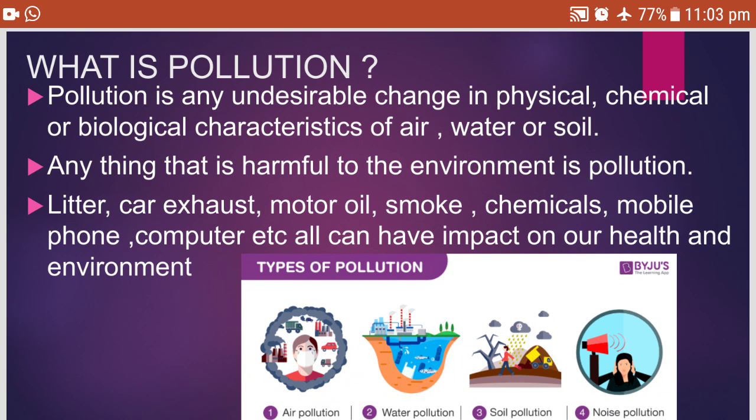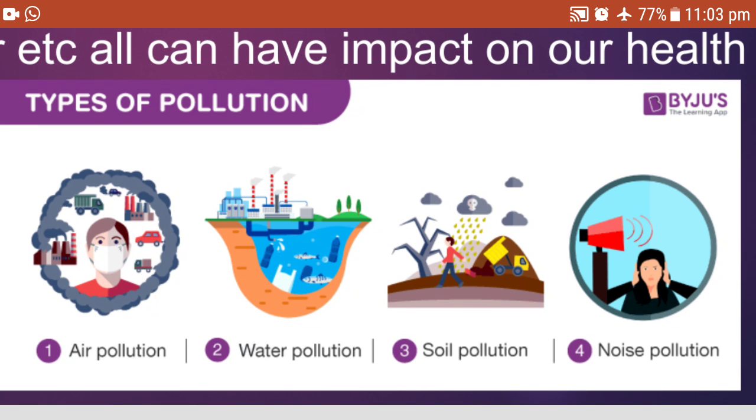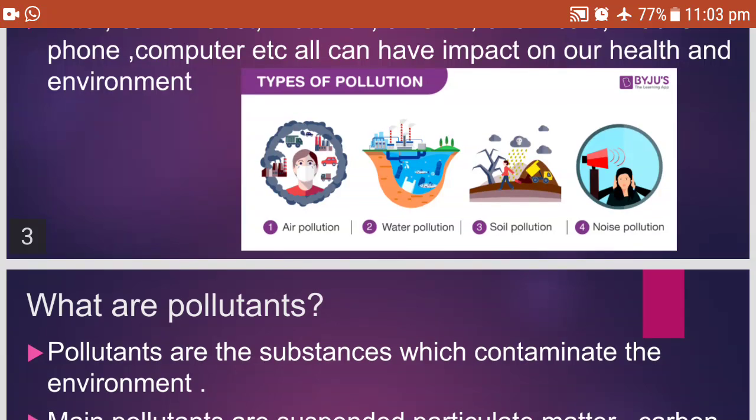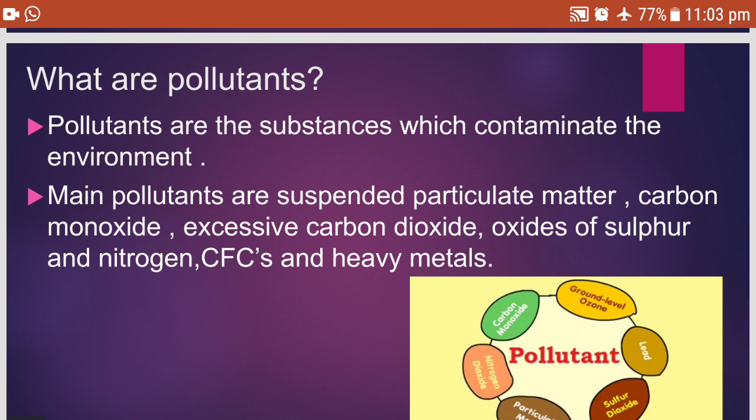Now, just for your knowledge, how many types of pollution are there? Air pollution, water pollution, soil pollution, noise pollution. So we will deal in detail with air pollution in this lesson and also water pollution in my next video. What are pollutants? Pollutants are the substances which contaminate the environment.